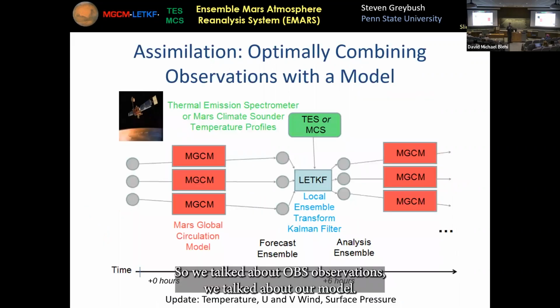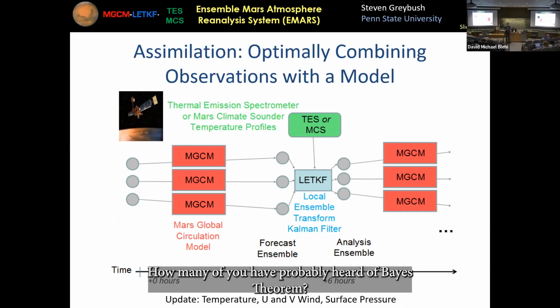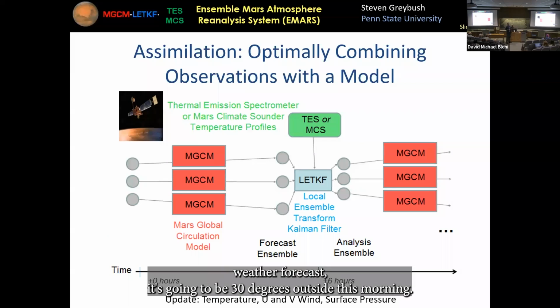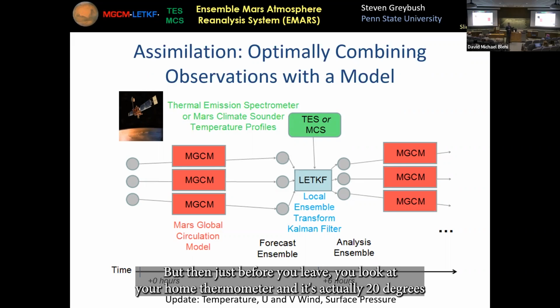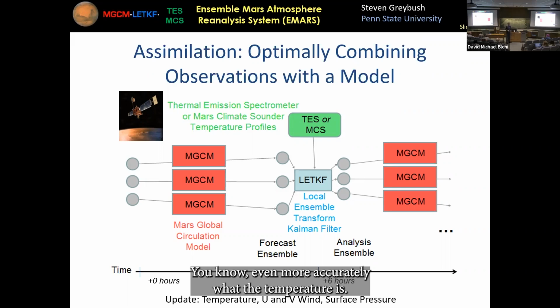Right. So we had talked about observations. We talked about our model. How do we put those two things together? How many of you have probably heard of Bayes' theorem? You start with prior knowledge of something. Maybe you're saying, well, based on yesterday's weather forecast, it's going to be 30 degrees outside this morning. I might think about wearing my coat. But then just before you leave, you look at your home thermometer and it's actually 20 degrees. So then you adjust your forecast based on those two things. And now you have a posterior, right? You know even more accurately what the temperature is.